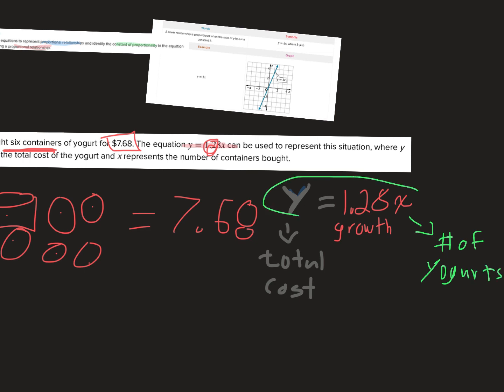Your equation may look confusing and scary, but it represents something that's happening. Y, the total cost, equals $1.28, which is what it's growing by every time you buy another container of yogurt, times x, which is the number of yogurts you are buying. The constant of proportionality in this case is $1.28.